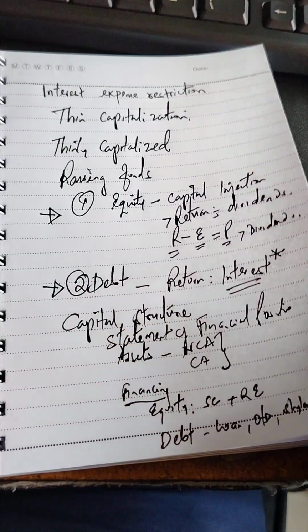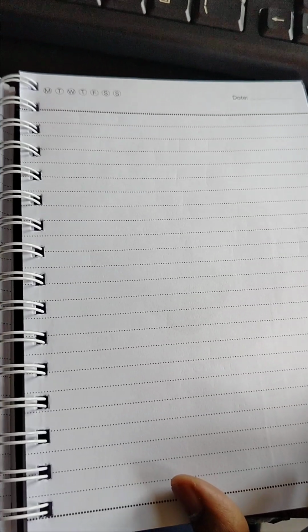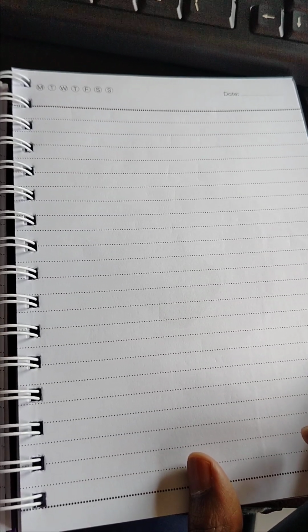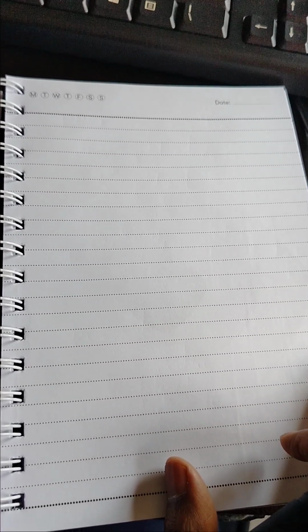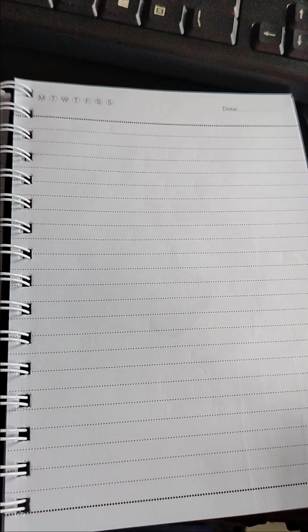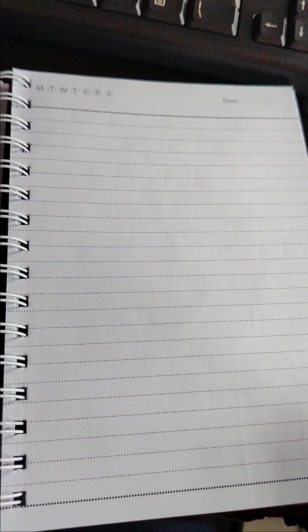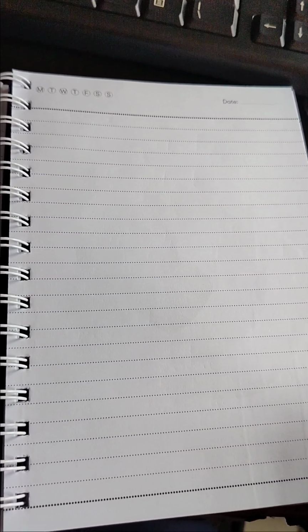We need to appreciate that structure, because as we move on, for us to be able to deal with this issue of thin capitalization, we need to be clear on how the capital structure looks. And this is basically the equity component and the debt component.